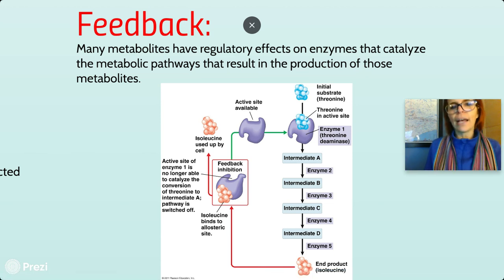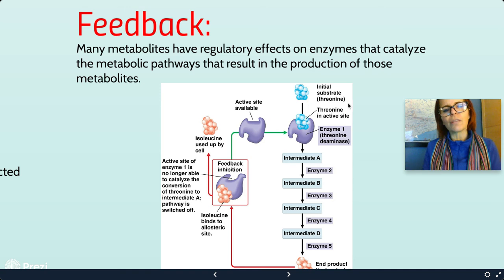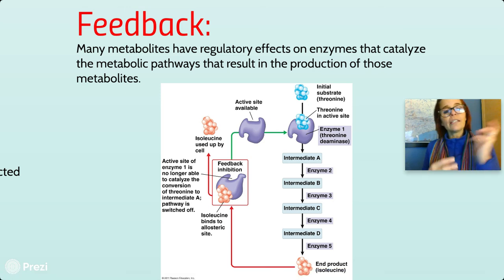So many metabolites, a metabolite is the product of your metabolism, have regulatory effects on enzymes that catalyze the metabolic pathways that result in the production of those metabolites. What does that mean, KJ? Okay, so in this diagram, please study it carefully. We're starting with an initial substrate that's called threonine. Threonine is fitting into the enzyme active site, and there are actually several enzymes involved in readjusting the bonds, breaking it down, and eventually you end up with an end product that's called isoleucine.